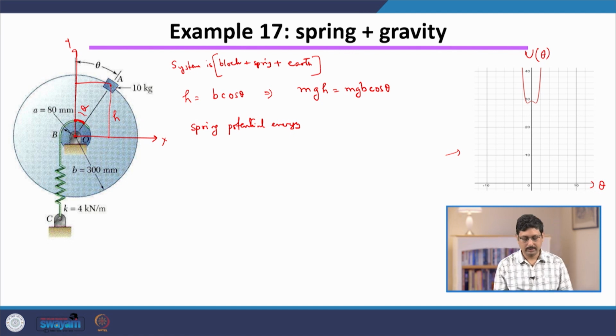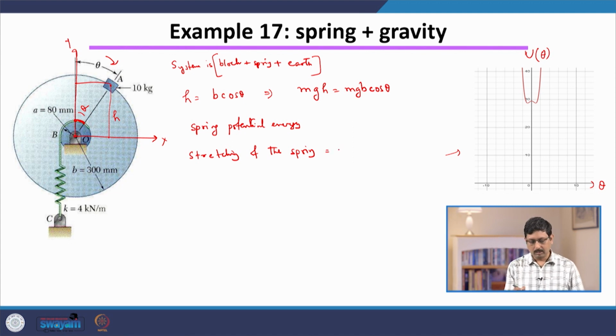So, let us say it goes to the right. So, it is a stretching of the spring. So, the stretching of the spring is given by this particular arc length that I have highlighted here, which is the radius of the smaller dial, which is a, times the same angle theta. So, this is from the mechanism. Note that if theta is negative, so that means the block moves to the left, then this actually is a compression.